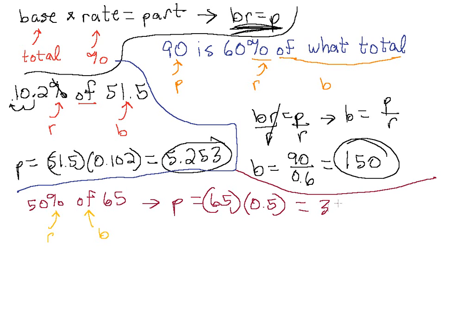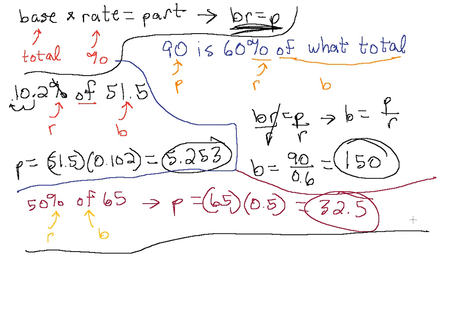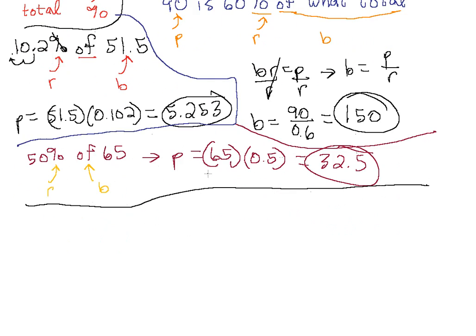Either way, our answer will be 32.5, 32 and a half, which is 50% of 65. Okay, very straightforward. Let's do a few more just so we can make sure we've got a good handle on using the percent equation. Let's say we want to find 80% of 3/4.